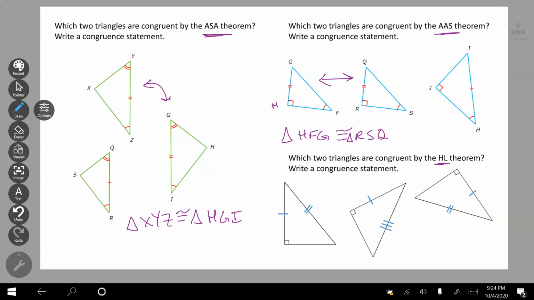And I have to find where, well, let's see. This is a hypotenuse here and a leg here that only has 2 ticks on it. And this one is the one with the 2 ticks on it.